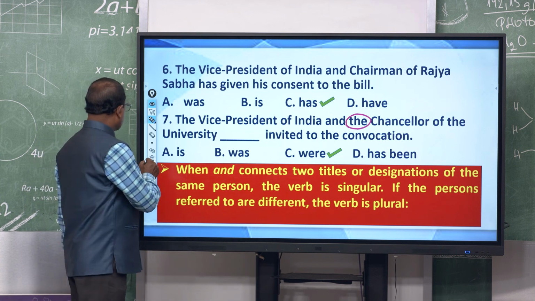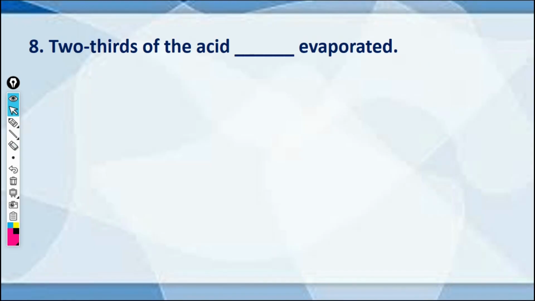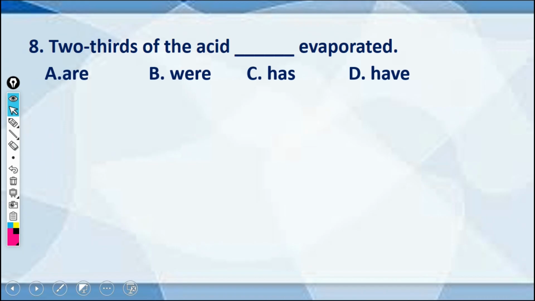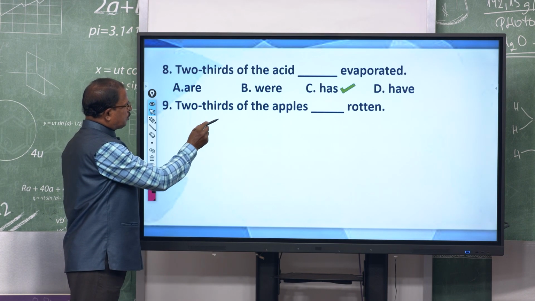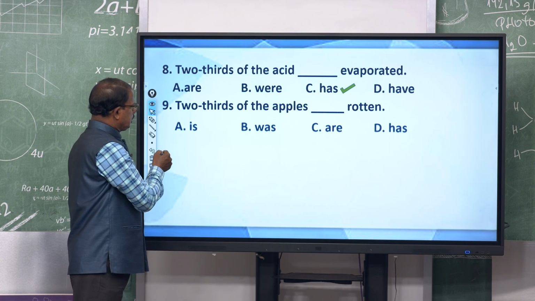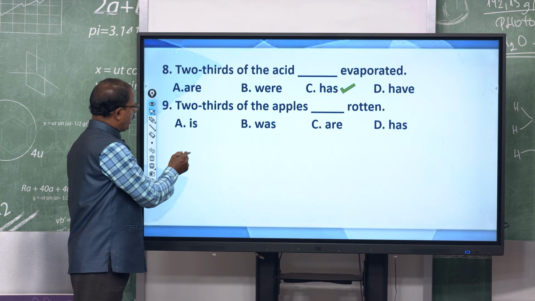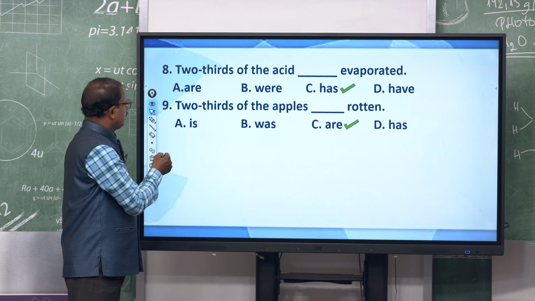Right. Let's go to the next question: 2/3 of the acid dash evaporated. So now look at the options: is, were, has, have, right, and the correct answer is has. So why has? When there is a fraction, you just see. The next question: 2/3 of the apples dash, and you see is, was, are, has, and the correct answer is are.